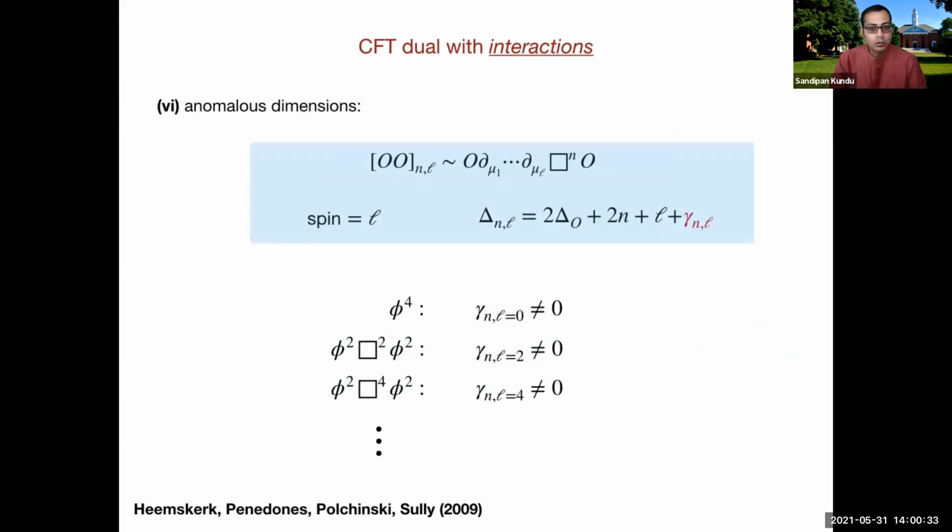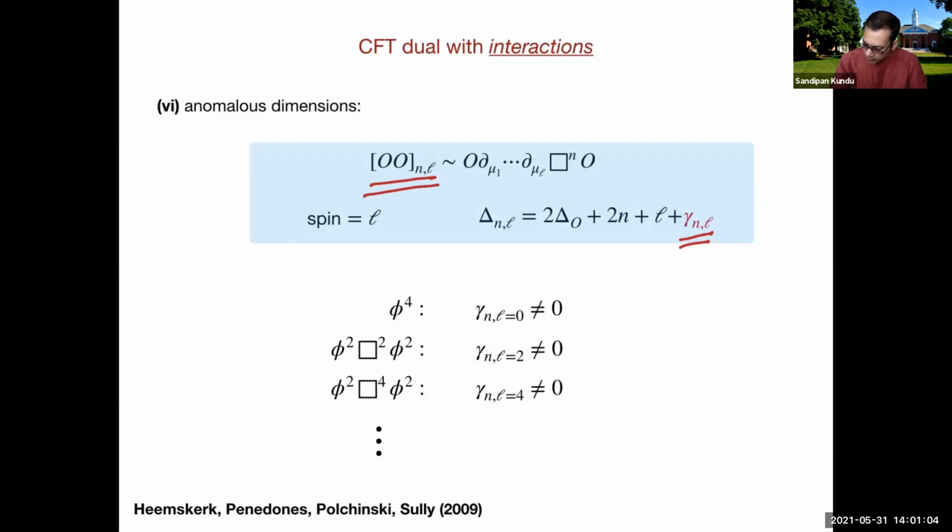Now we can add interactions. What it does is something really interesting. The dual CFT remains almost the same. The only thing that changes is basically the OPE coefficients receive some correction, and also these double trace operators' dimensions receive some anomalous contribution. And there is a very nice relation between this anomalous dimension and the bulk interaction.